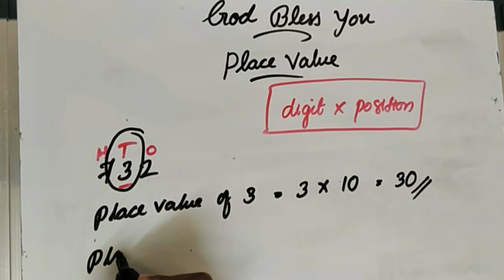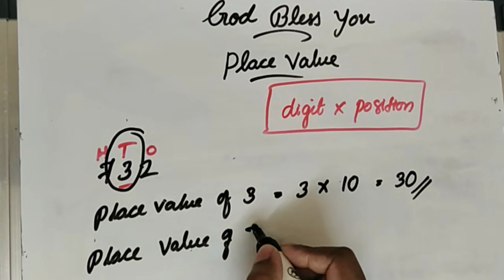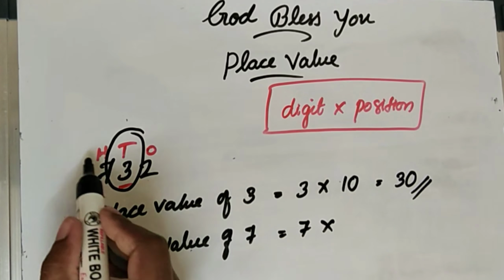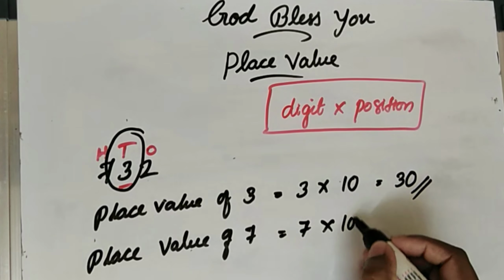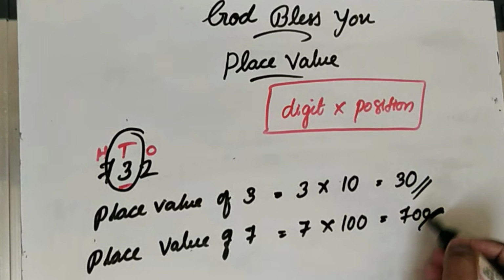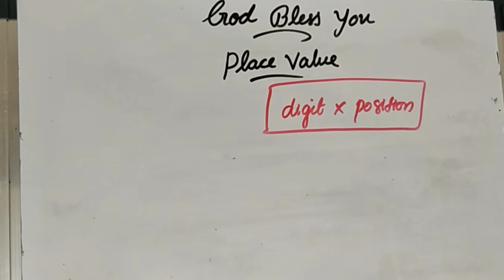Place value of 7 is equal to 7 into its position, which is at 100's place, so 700. Therefore the place value of 7 is 700. We will see one more example in the place value.